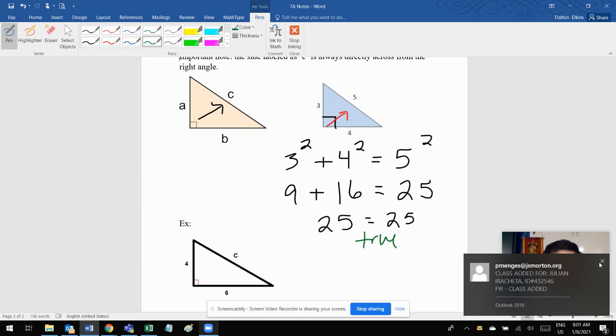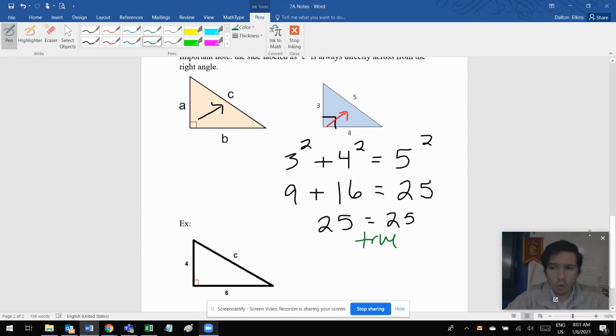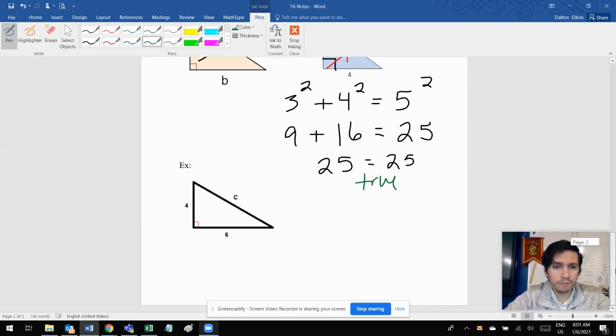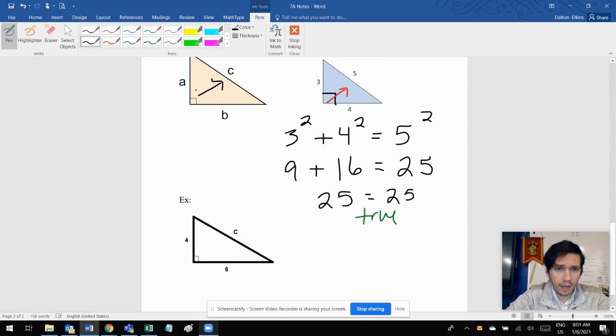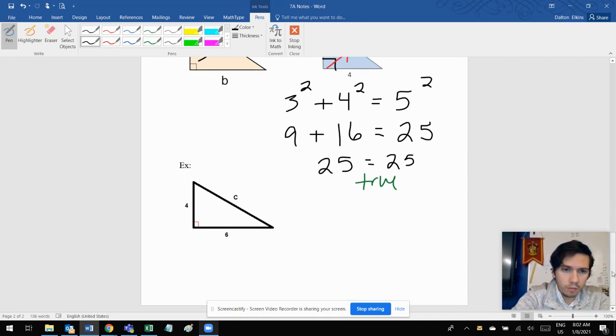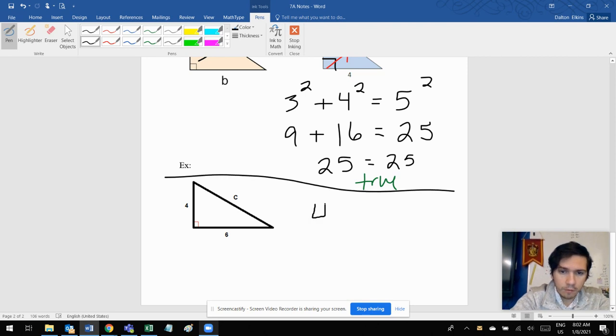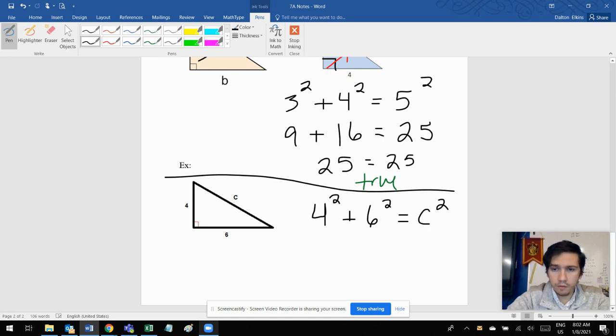Now, how can I use that to solve for missing sides? Well, look at this example here. Here I have this side 4, this side 6, and then this missing side c. Maybe I want to know how long this side c is because it represents a railing on a staircase or something. So, well, let's see here. 4 is in the a spot, and then 6 is in the b spot. So what I'm going to do is draw a line here. 4 to the power 2 plus 6 to the power 2 is equal to c to the power 2.